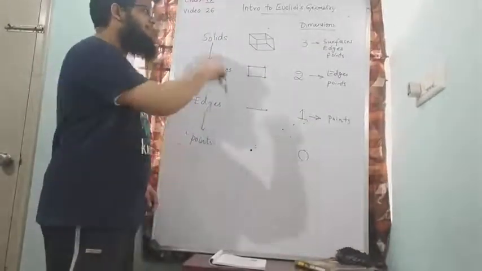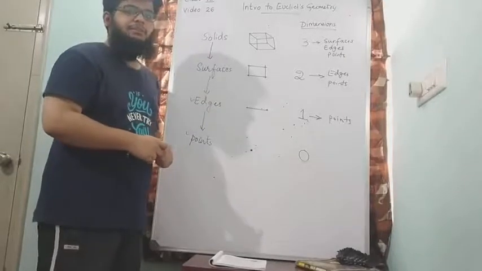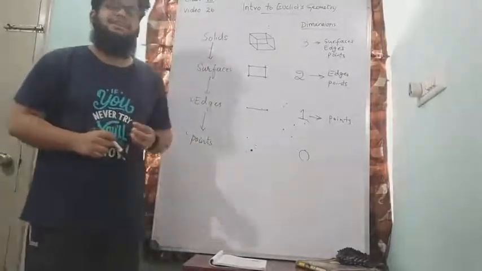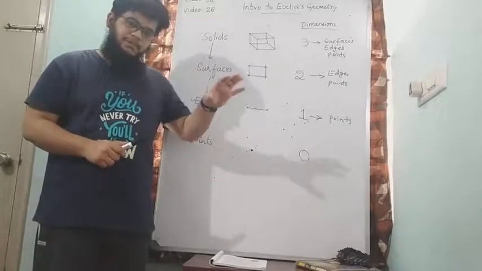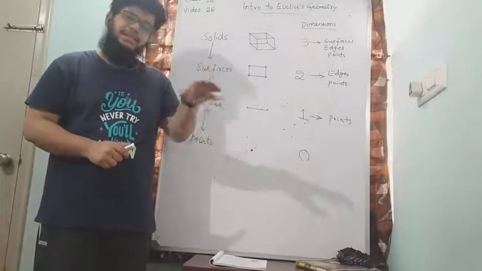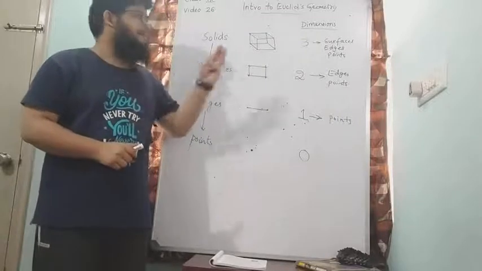So it's a very important concept to remember. We are talking about solids. Solids have 3 dimensions: surfaces, edges, and points. That means a solid is made up of surfaces. Surfaces have edges and every edge has a point. And all the 3 things can be found in a solid.